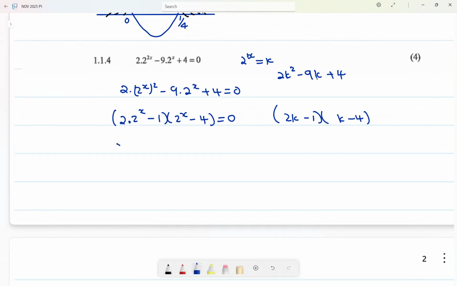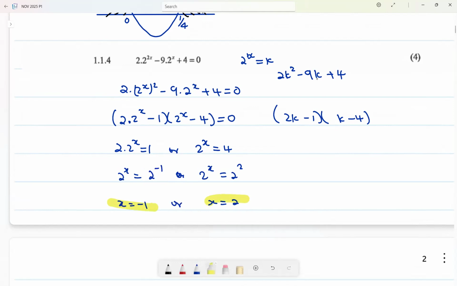So the first answer is going to be 2 multiplied by 2 to the power of x is equal to 1. Or the second one, 2 to the power of x is equal to 4. 2 to the power of x is equal to 1 divided by 2, or 2 to the power of x is equal to 2 to the power of 2. Here, x is equal to 2. And then here, remember, 1 divided by 2, I can rewrite as 2 to the power of -1. Therefore, x is equal to -1. So these are my beautiful solutions thereof.